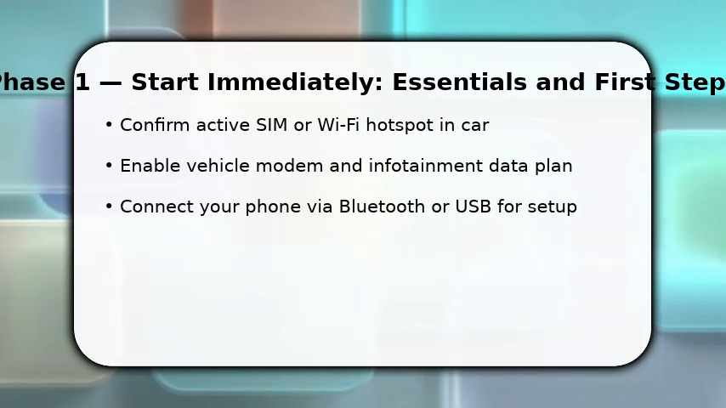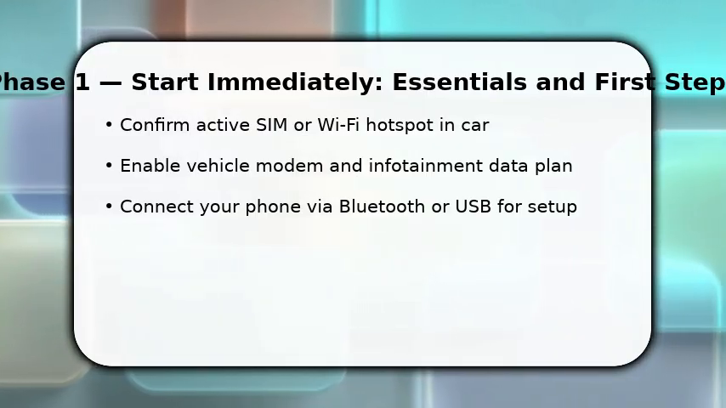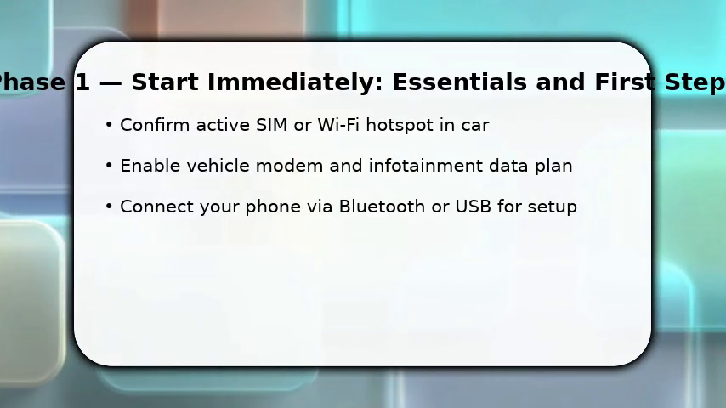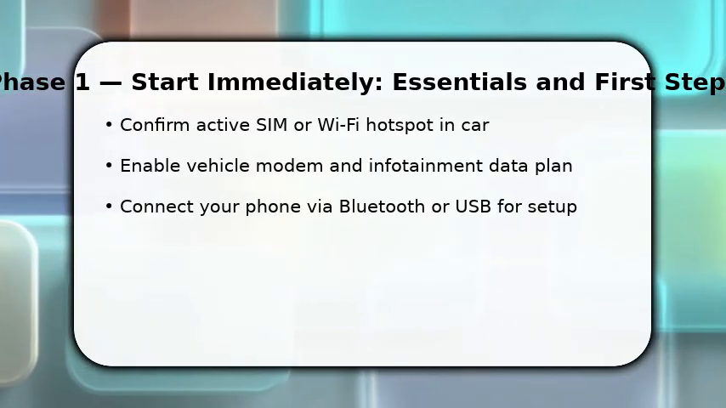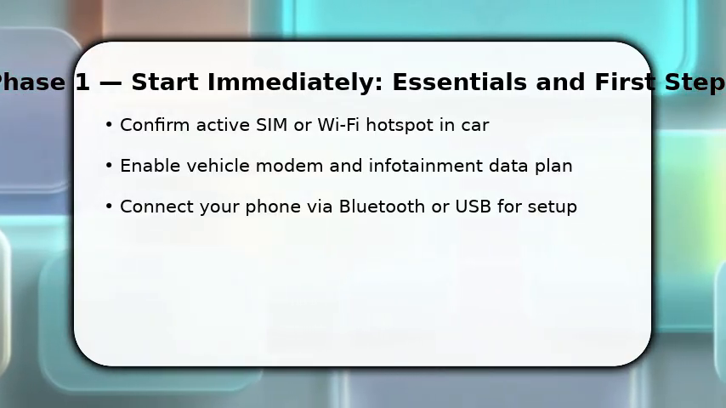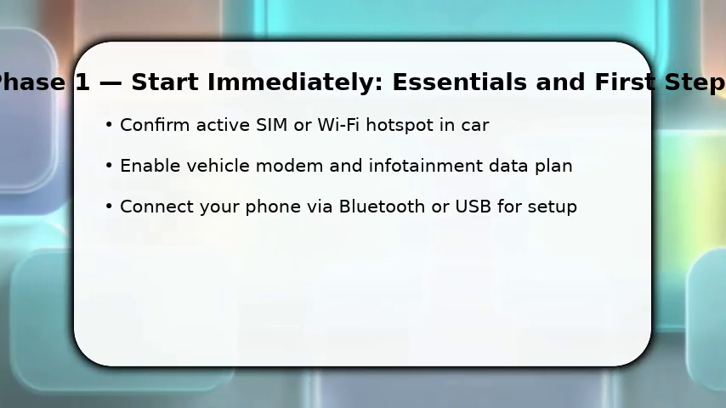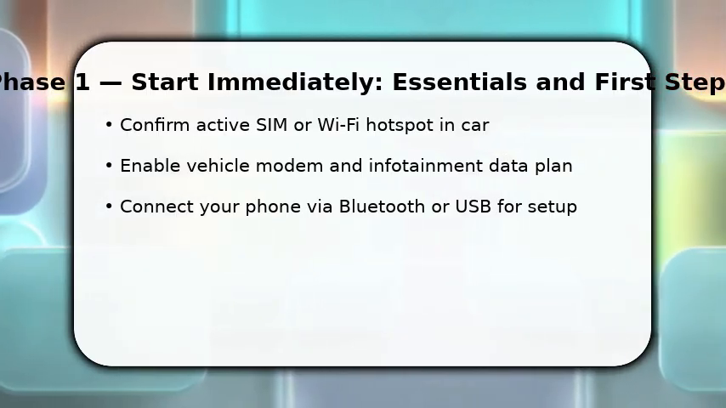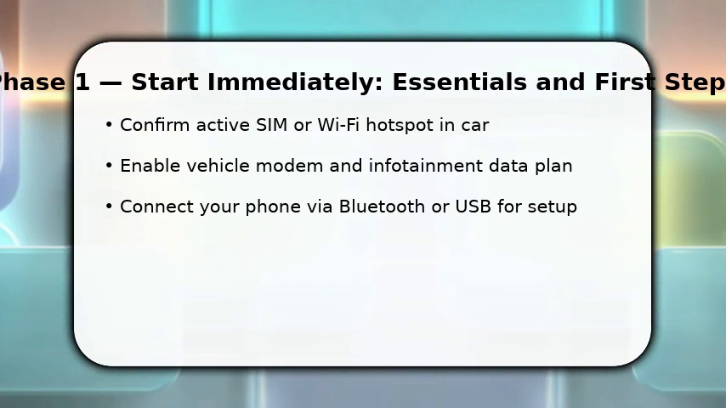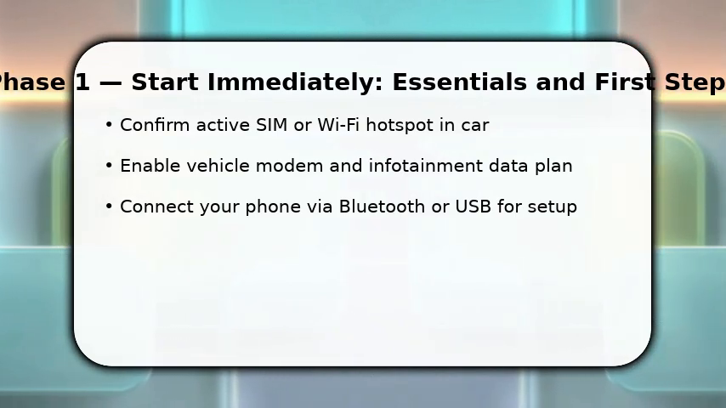Once done, pair your phone using Bluetooth or plug in via USB. This speeds authentication and transfers any required carrier settings. Make sure to accept prompts on both screens. These authorize internet access so your vehicle can fetch maps, OTA updates, and streaming services.